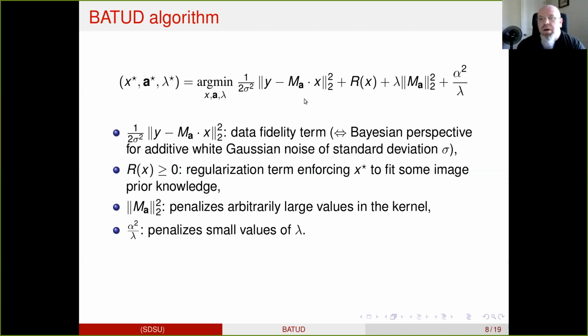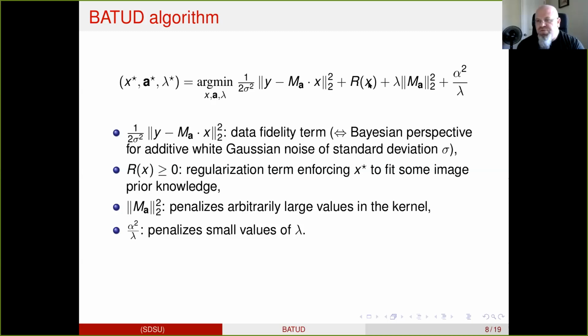Here, that y minus M_A x is just the data fidelity term, right? And using the L2 norm just means that we consider it's a white Gaussian additive noise of standard deviation sigma, right? And in practice, we can estimate that sigma. There exist several algorithms to do that. When you give an image, it estimates the sigma of the noise. So we use one of those algorithms to estimate the value of sigma. So that's the purpose of the first term, that's just the data fidelity term.